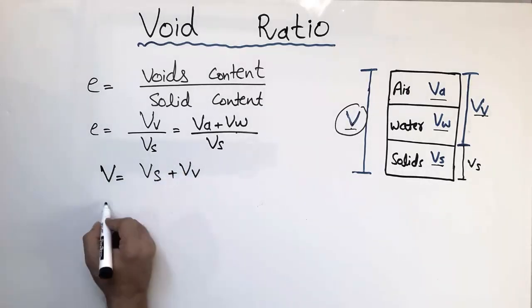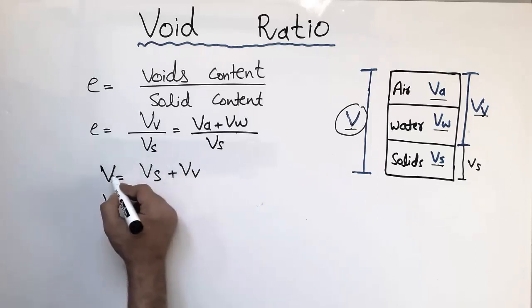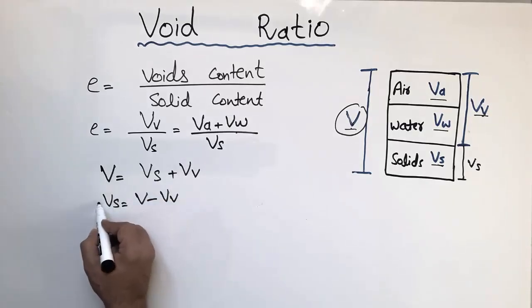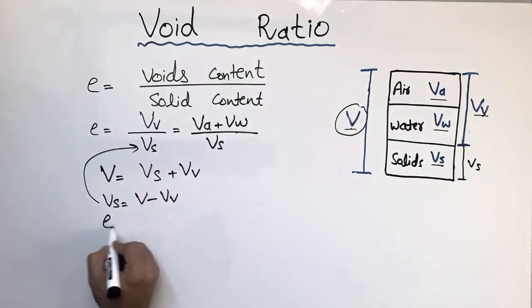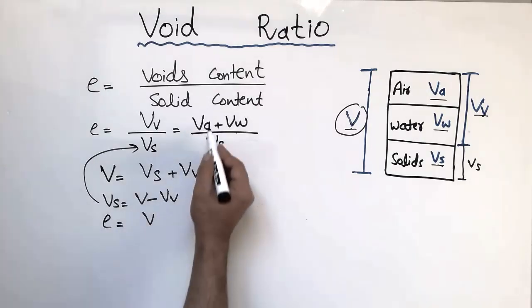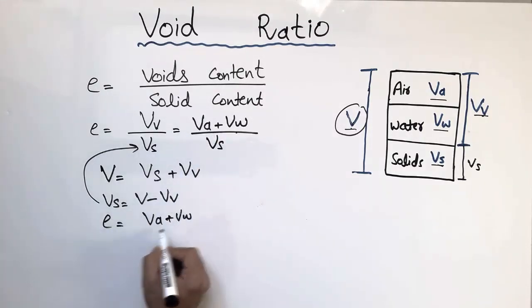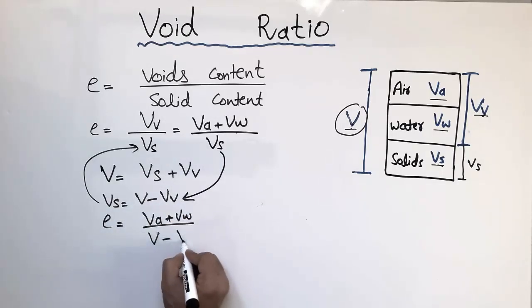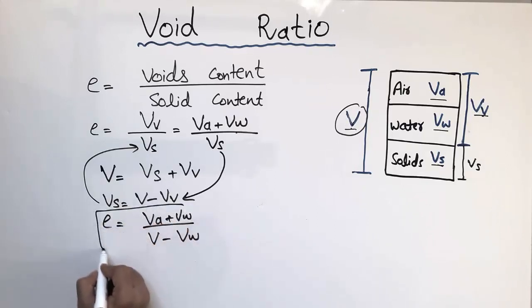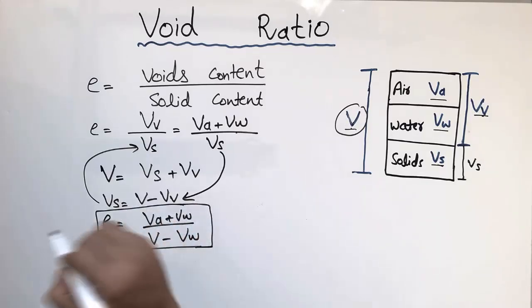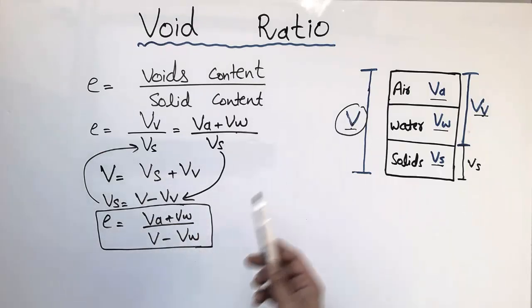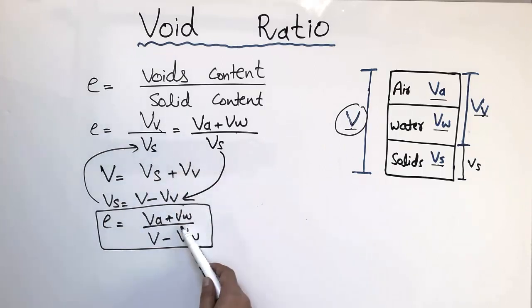So for the volume of voids, I can write it here. This will go on the left side, so V minus Vv. And I can put this value here into this equation. So the void ratio definition can also be written here: volume of air plus volume of water to the volume of the solid, which is here. I can write it in this way. So this is another form of the void ratio. So if you are given the data, you can find the void ratio according to different formulas; all formulas give the same void ratio.